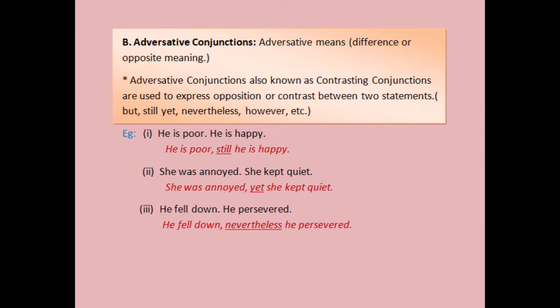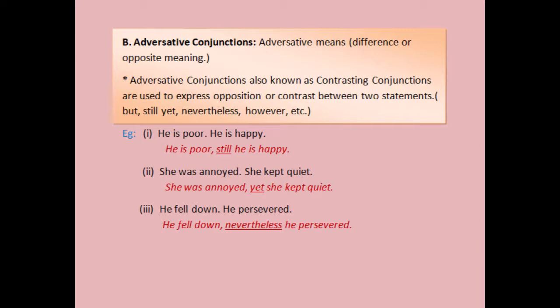Example number 1, he must apologize, he will be punished. So in these two statements, a person is given a choice to do either of the two things, to apologize or be punished. Example number 2, he is not strong, he is not brave. He is neither strong nor brave. So the underlined words here are the alternative conjunctions.